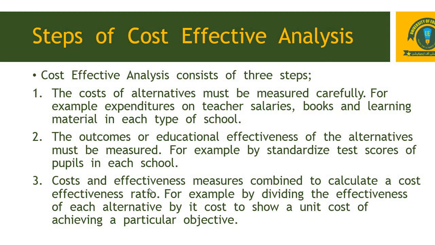And number 3, cost and effectiveness measures are combined to calculate a cost effectiveness ratio. For example, by dividing the effectiveness of each alternative by its cost to show a unit cost of achieving a particular objective. So behind any policy or any particular objective we can calculate the cost effectiveness ratio.